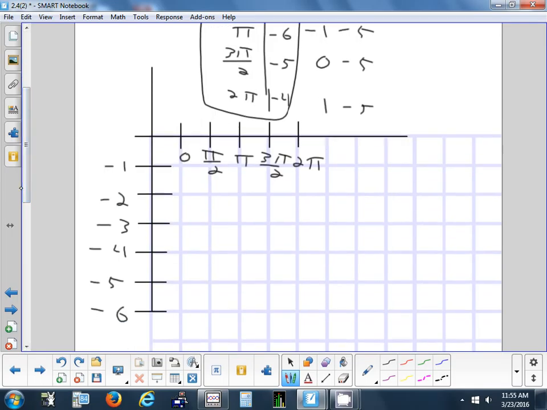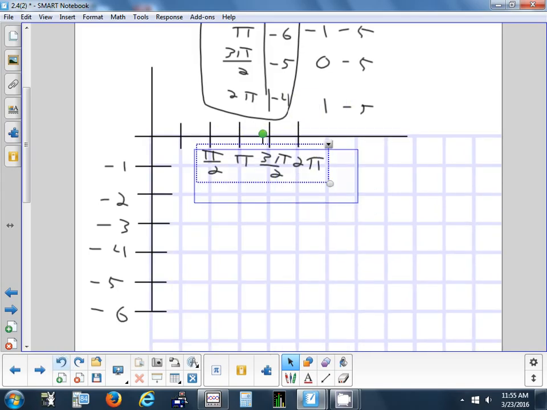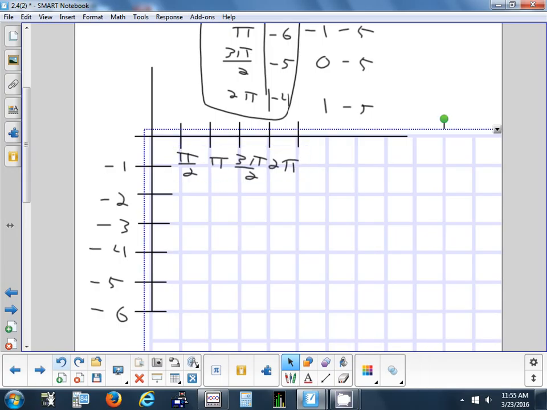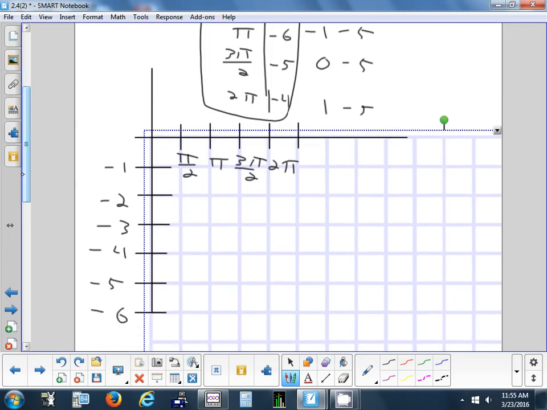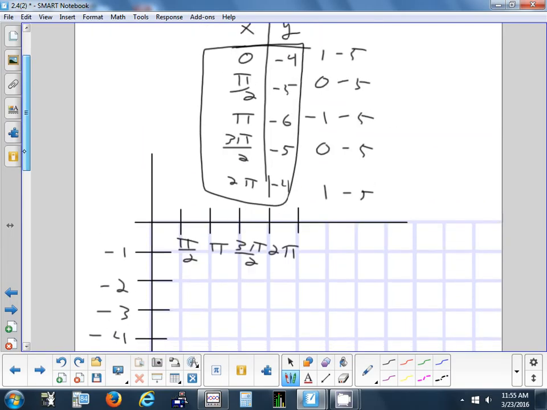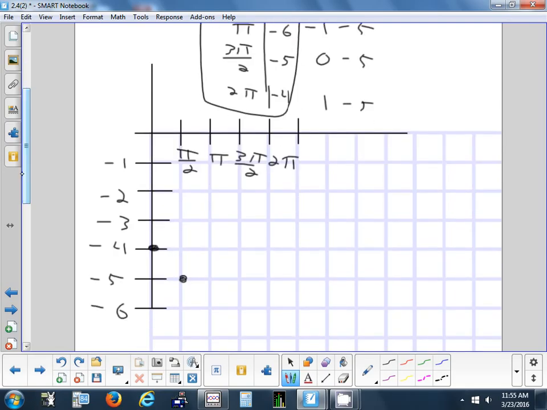All right. Oops, why did I label 0? See if I can just move these over. All right, so let's see. At pi over 2, that's negative 5. The first one, I skipped 0, is negative 4. At pi, we're at negative 6. Back to negative 5. Back to negative 4.